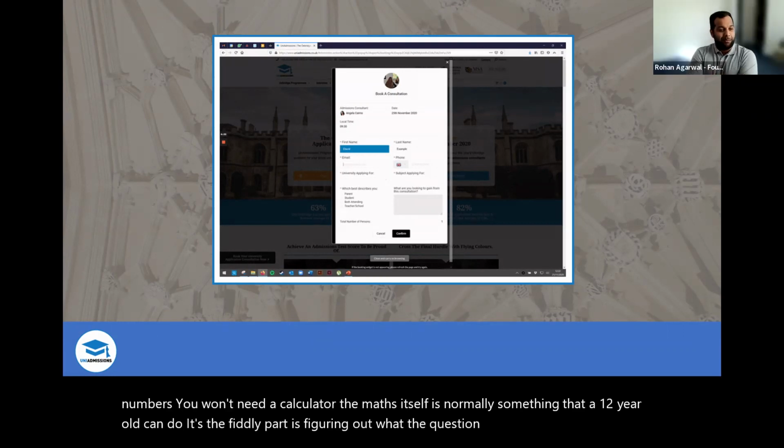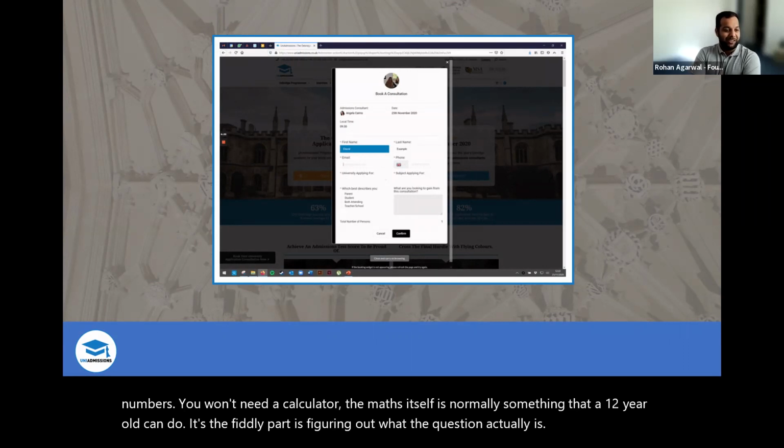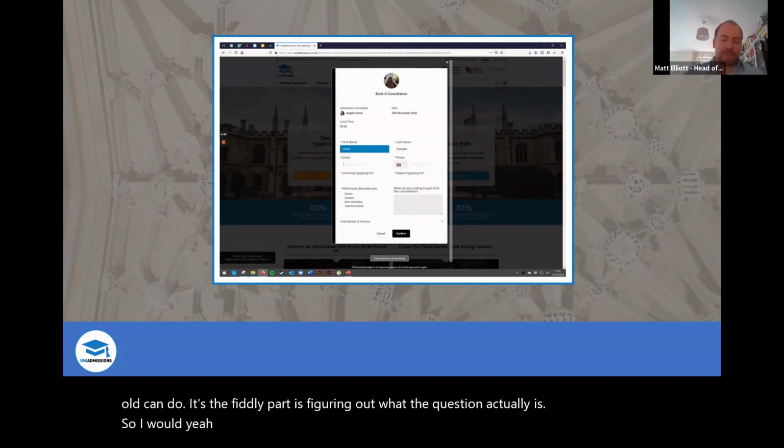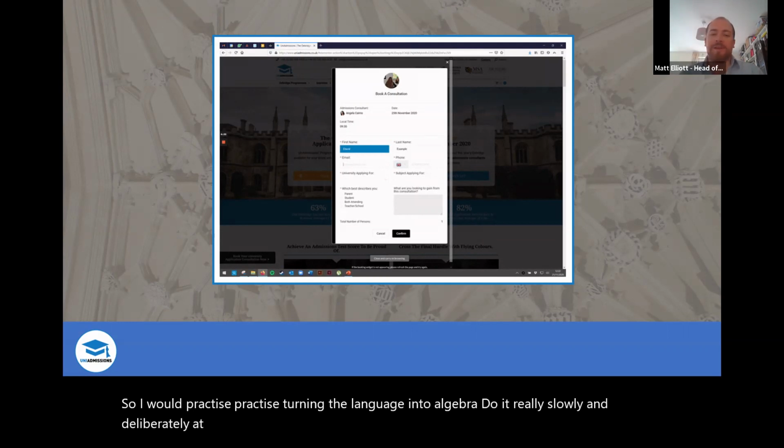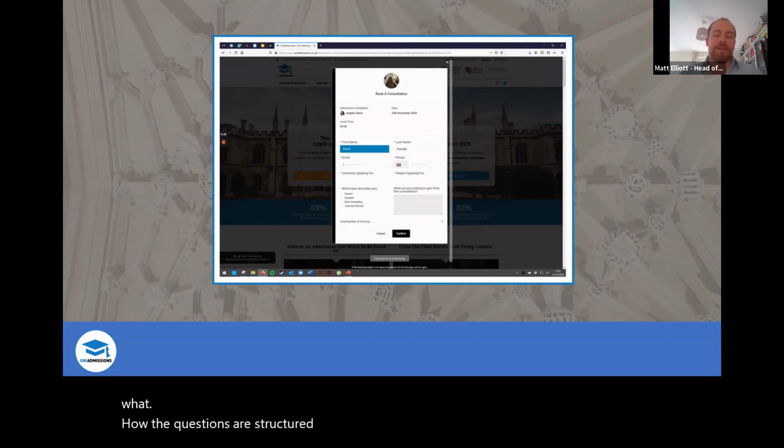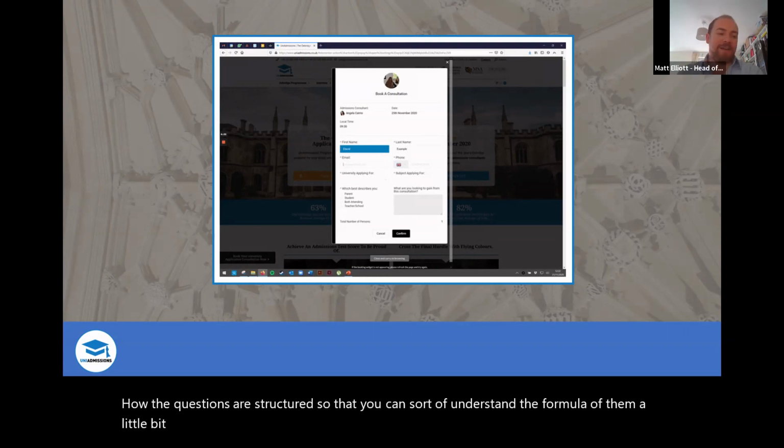Essentially it's translating the problem into a mathematical equation, which is actually the problem solving of it. And once we've done that, it's fairly straightforward from there on. So I would practice turning the language into algebra. Do it really slowly and deliberately at first, but also put together that little vocabulary list that helps you identify how the questions are structured, so that you can understand the formula of them a little bit better. You get a lot of questions about area, about prices, about time.